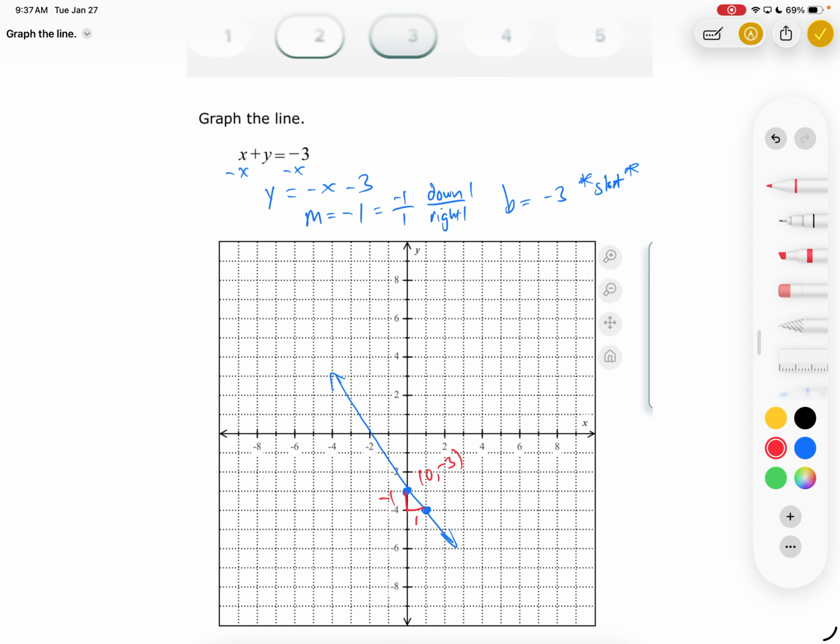Down if it's positive. I'm sorry. Down if it's negative, up if it's positive, always go to the right. The bottom number tells you to go to the right. That's why I change all of these to fractions.